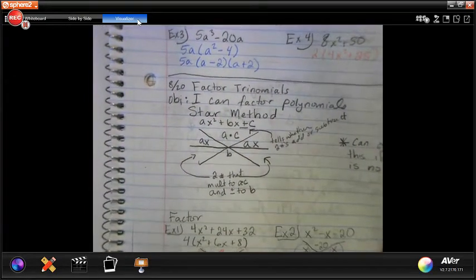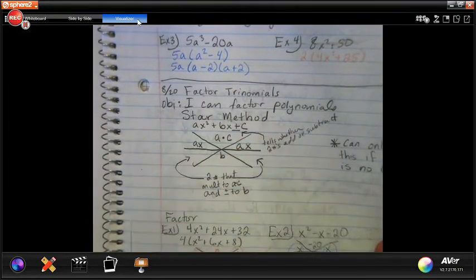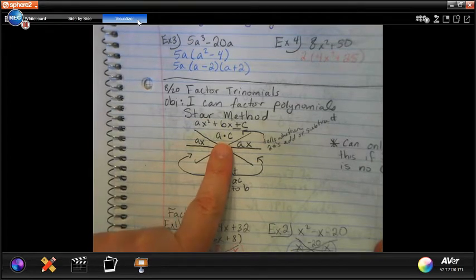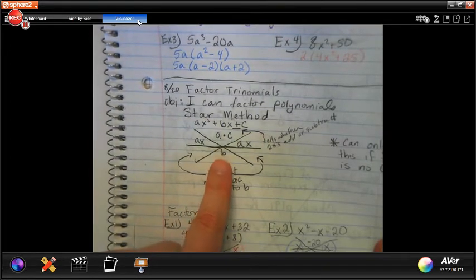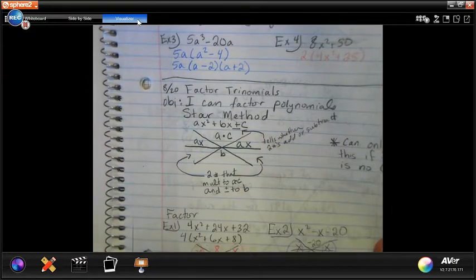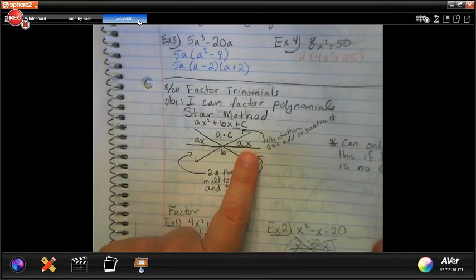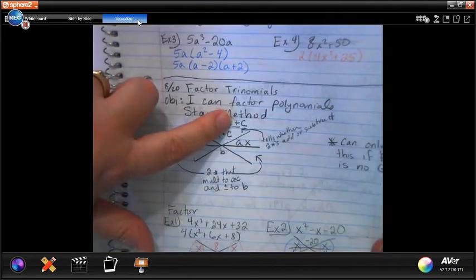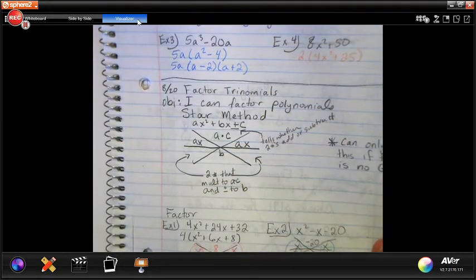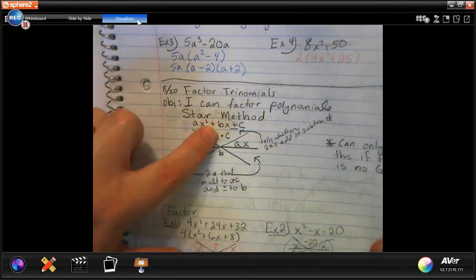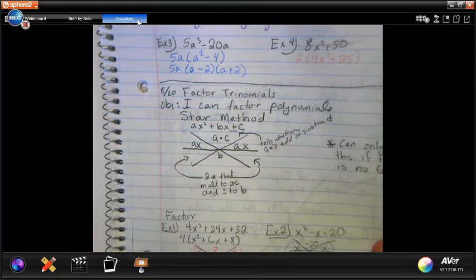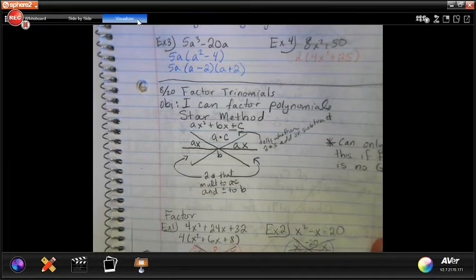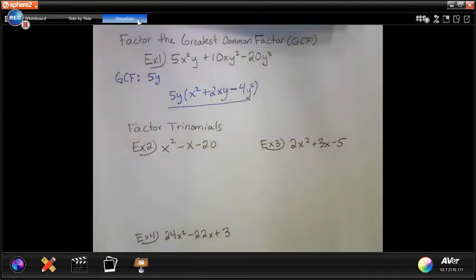So the star method in factoring trinomials, we have our star. A times C goes on the top. B goes on the bottom. And then you write your AX in the twin spots. And then we know that if it's addition or subtraction based off the sign in front of C, and we need 2 numbers that multiply to the top part and add to or subtract to the bottom part. So just kind of have to remember how to factor trinomials. So that's what this is for.